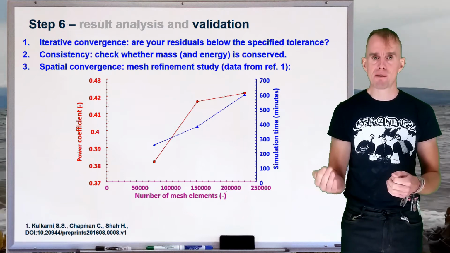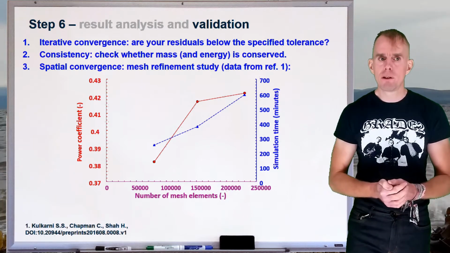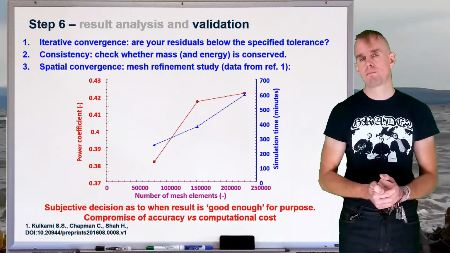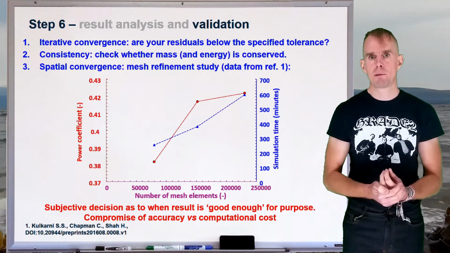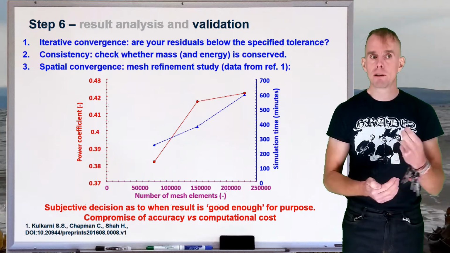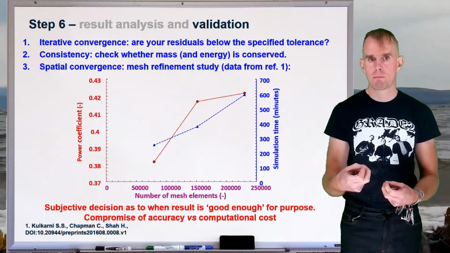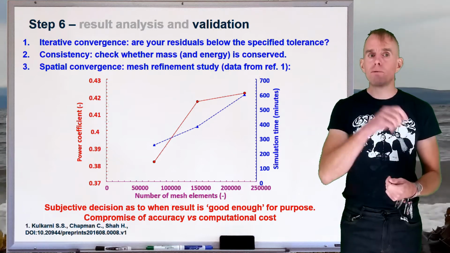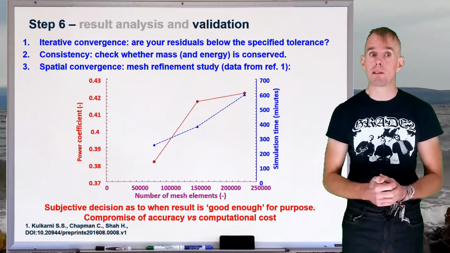These simulations, however, will usually take quite a long time. And so what you have to do as an engineer is find a compromise. You have to find a mesh that is good enough for the purposes of your solution. It's going to be a compromise of accuracy versus computational cost. So those very refined mesh simulations might sometimes take days to complete.